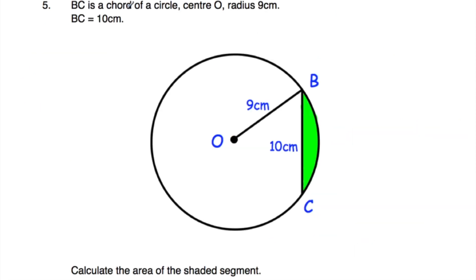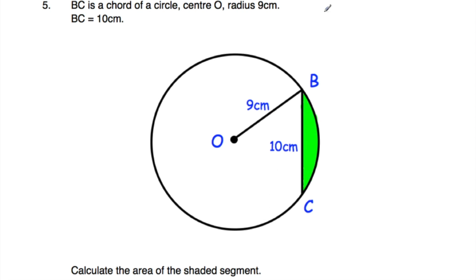And that's it. Okay, let's have a look at question number 5. So question number 5, we've got this circle, and we're told that BC is a chord of the circle. So BC is a chord, so it's a straight line joining 2 points on the circumference of the circle. And we've got the center O, and it's got a radius of 9 centimeters. So OB is 9 centimeters, and BC is equal to 10 centimeters. And we've been asked to calculate the area of this shaded segment.